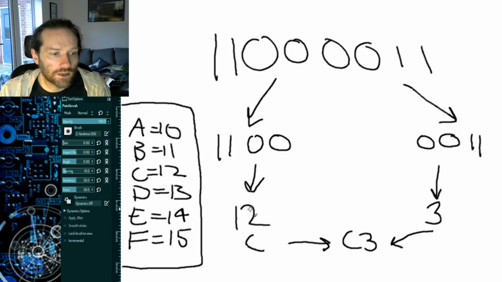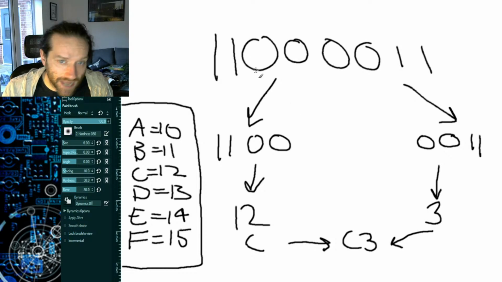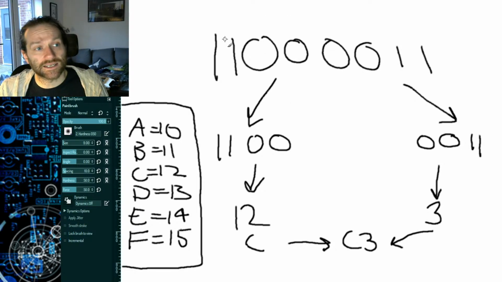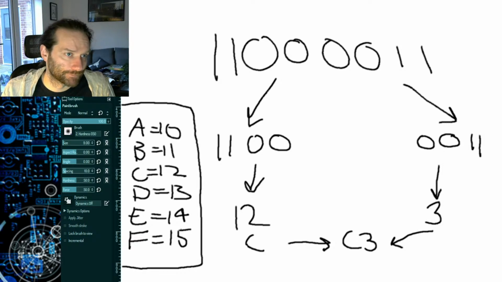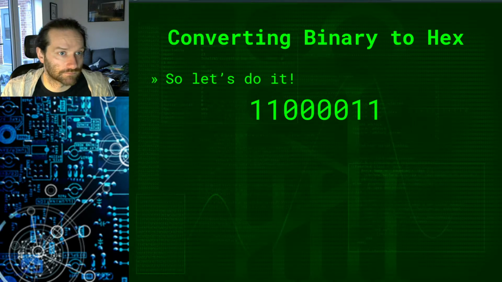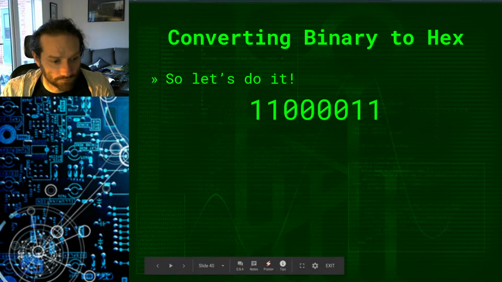Super duper simple. I would say that converting hexadecimal to binary or binary to hexadecimal, they are the two easiest conversions that you'll have to do. Any questions on that bit?